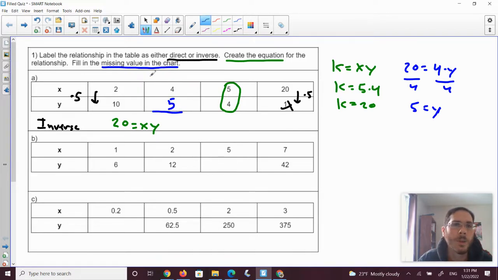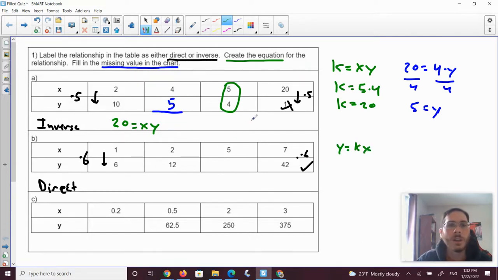We're going to follow the same process for part B. So if I try to multiply, 1 times 6 would be 6. If I try to multiply over here, 7 times 6 is 42. So that works out. That means this one is not going to be inverse. This one is going to be direct, because we're multiplying. So if we're doing direct, the equation is not k equals x times y. The equation is going to be y equals k times x.